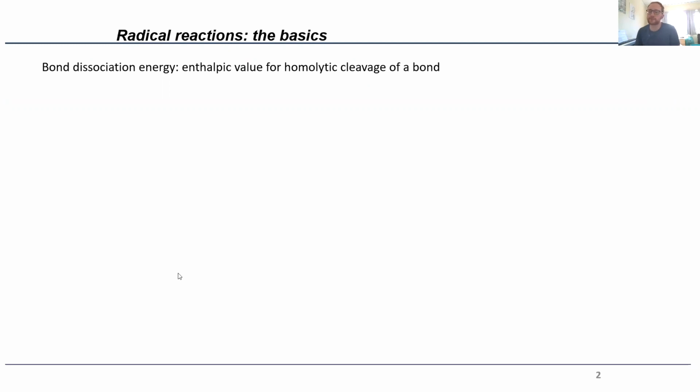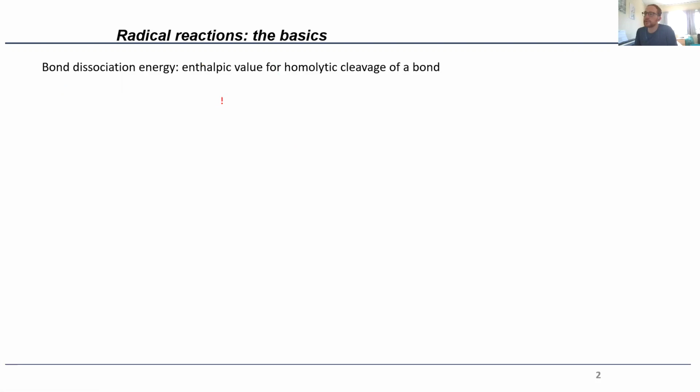So we didn't really talk too much about the specific reactions of radicals yet, but we have talked a lot about their fundamental characteristics and how radical reactions work. And so the first big thing we talked about in radical reactions is this idea of bond dissociation energy. In general, the bond dissociation energy is an enthalpic value that refers to the energy required, or the heat required, to break a bond in a homolytic fashion.